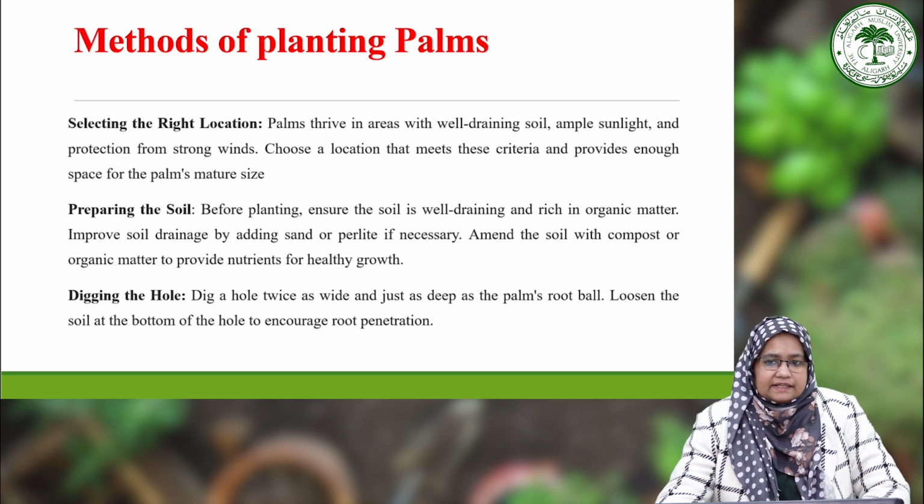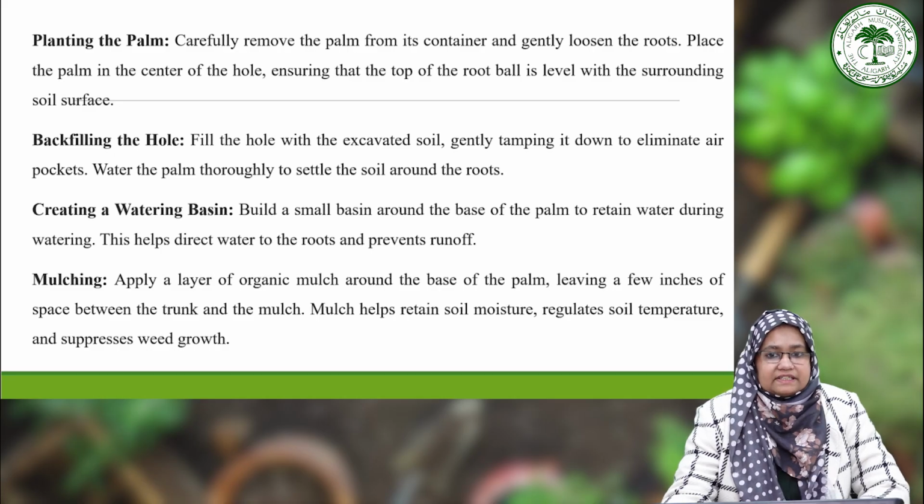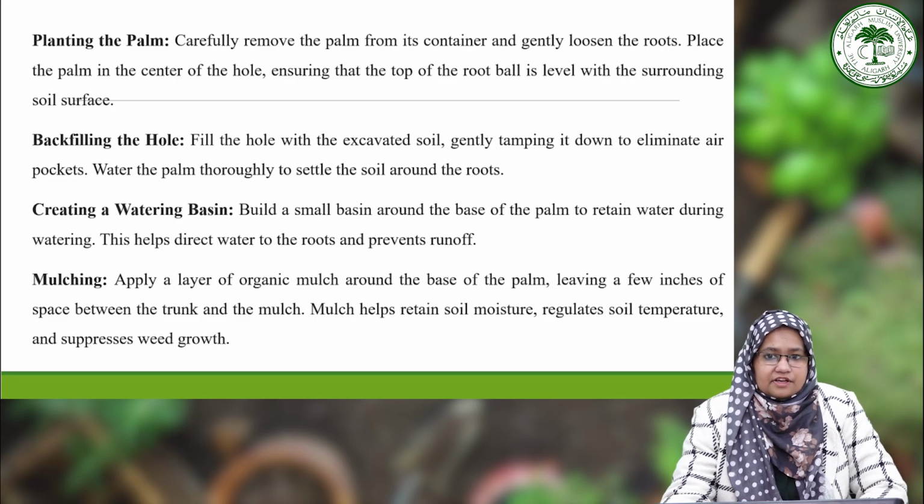Digging the planting hole. Dig a hole that is twice as wide and equally deep as the palm root ball. Loosen the soil at the base of the hole to facilitate root expansion. The next is planting the palm. For this, remove the palm carefully from its container and gently untangle the roots. Position the palm in the center of the hole, ensuring the top of the root ball is level with the surrounding soil. Then backfilling. Fill the hole with excavated soil, gently pressing it down to eliminate any air gaps. Water the palm thoroughly to help settle the soil.